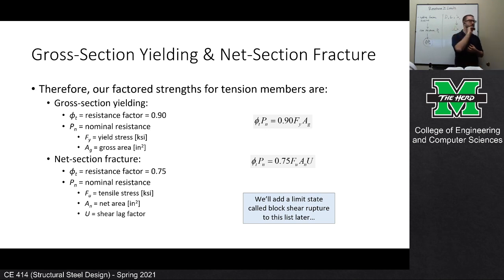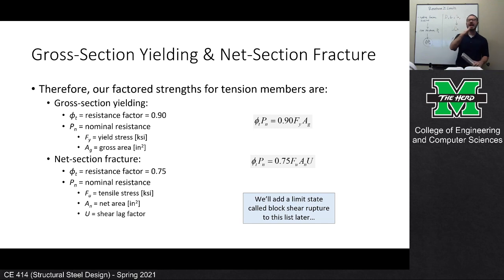So why is the resistance factor smaller for net section fracture than it is for gross section yielding? Well, it all has to do with uniform levels of safety, and it has to do with the expected outcome. So if you have a member and you take that member and you yank on it, and the main body of the member reaches Fy, what happens? What actually physically happens? Well, if the main body of the member reaches Fy, it begins to yield and it begins to permanently elongate. That's what happens if we violate the gross section yielding limit state, is that the member permanently gets longer. But for net section fracture, what happens there?